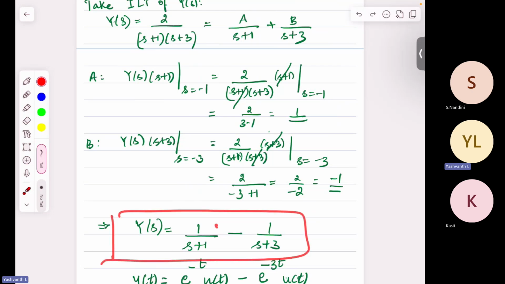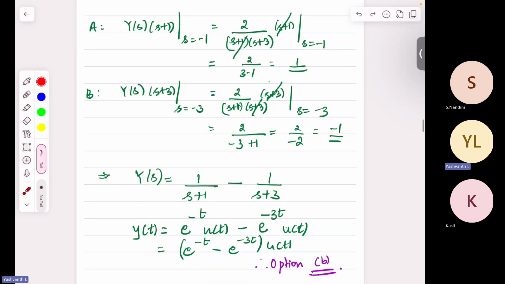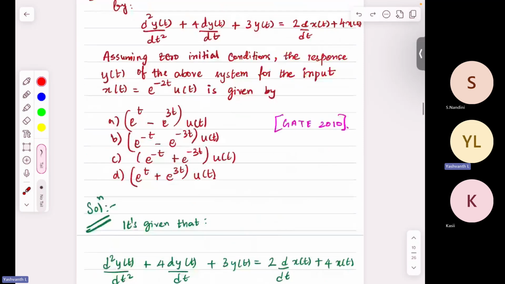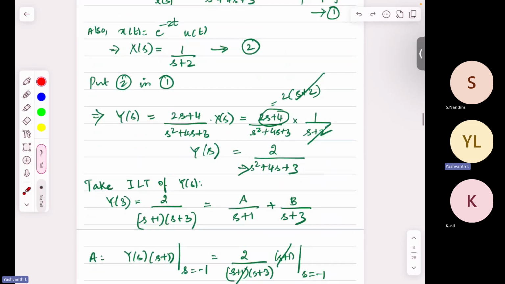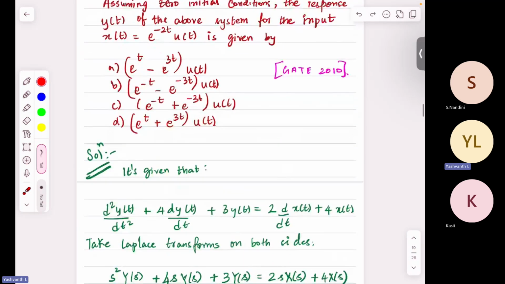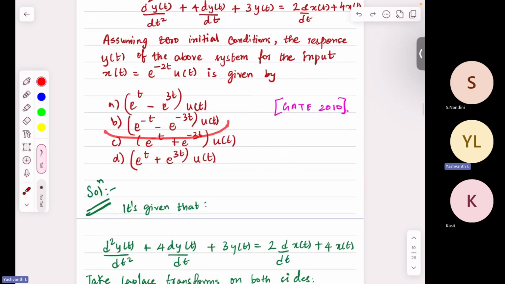Now just invert both these terms separately. So 1 by s plus 1 has the inverse Laplace transform e power minus t into u of t, and 1 by s plus 3 has the inverse Laplace transform e power minus 3t into u of t, and put a minus in between. Therefore, your output is e power minus t minus e power minus 3t, whole into u of t. Let's go back to the options. We had a minus, right? Okay. So it is option B.